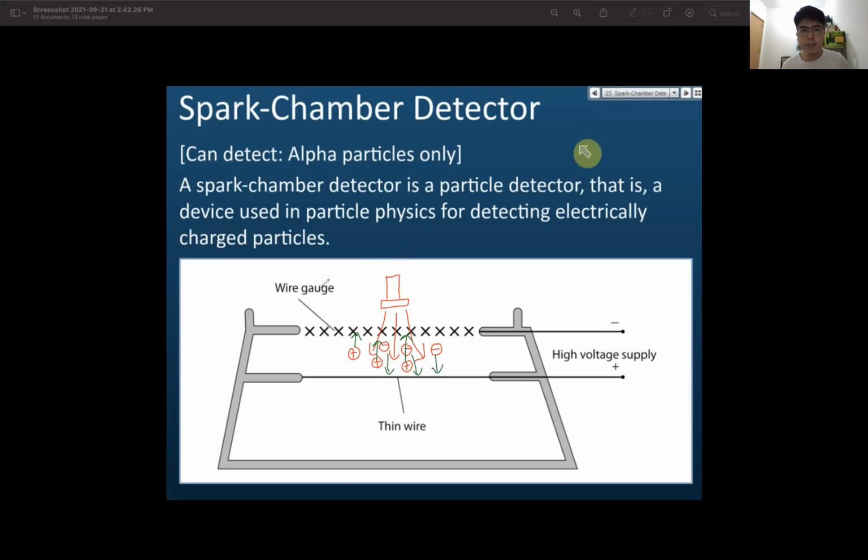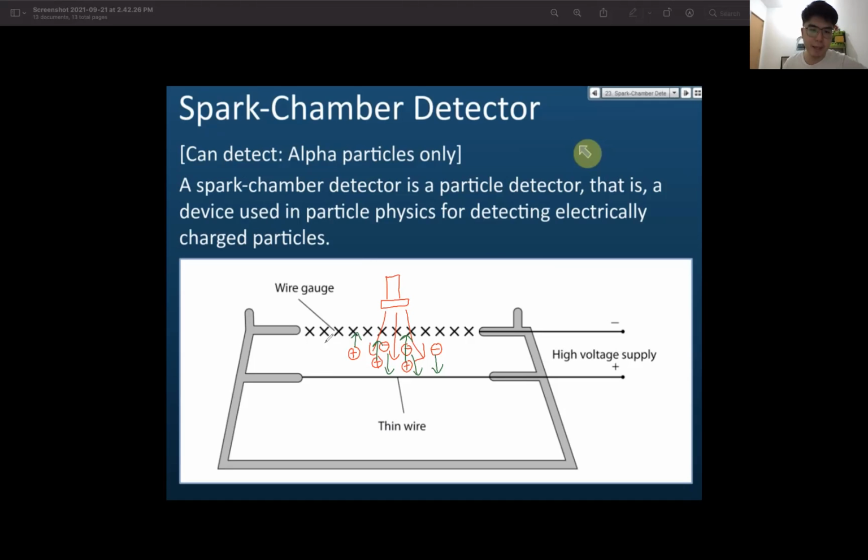Why can this one only detect alpha? Because only alpha is strong enough to ionize the air here. So it cannot detect beta, because if you put beta here, they are not strong enough to ionize the air and produce the spark. Actually, a spark is produced when the alpha particle ionizes the air. You get ions, and then when the ions move to the positive and negative terminal, they create a spark. That's why we call it a spark chamber.